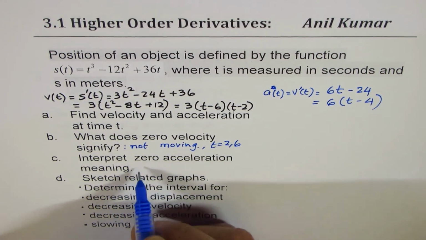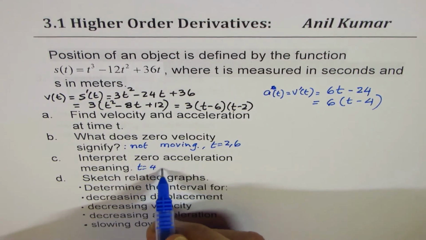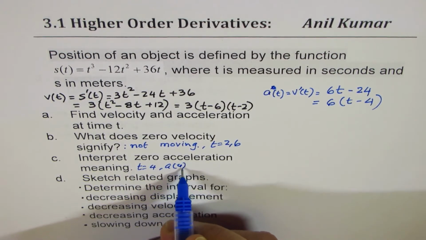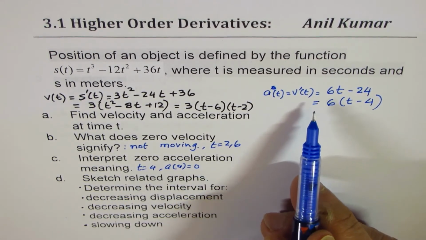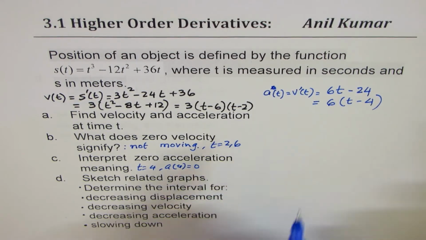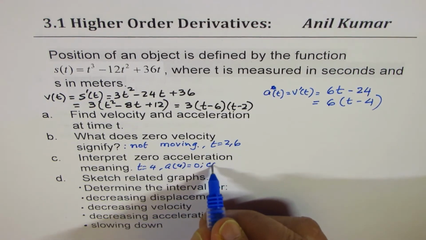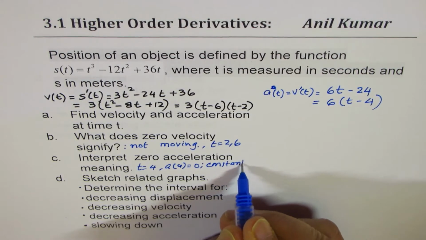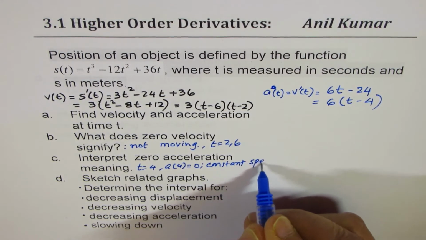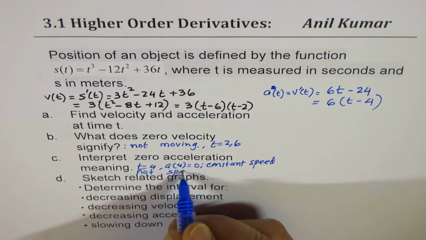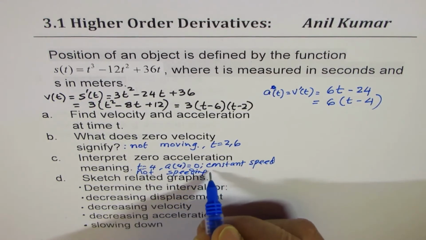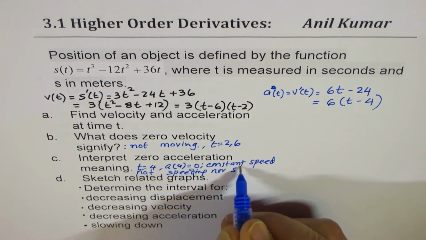Okay, so at t equals to 4, we know that acceleration, that means a of 4 is 0. It really means that the object is neither speeding nor slowing down. So it is constant speed, right? So that means constant speed or velocity. Is it okay? Not speeding, nor slowing down.